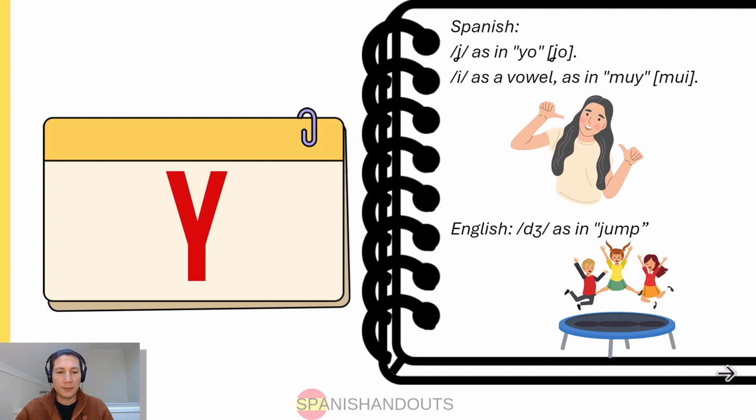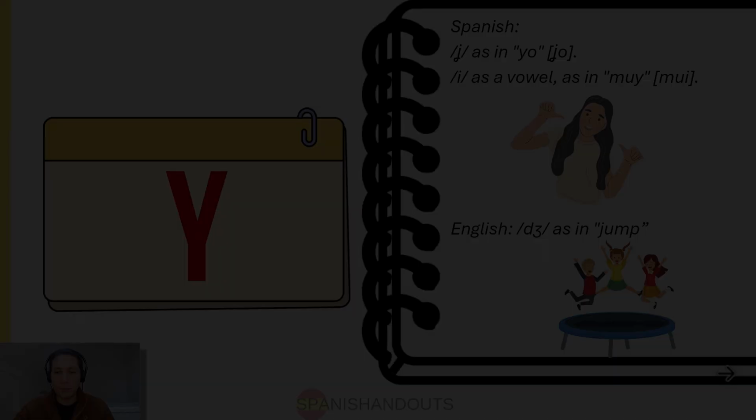Next, we have the consonant Y, and in Spanish, it is like j sound, as in yo. Or it is also pronounced as a vowel, as in muy. In English, this sound is found in the word jump.